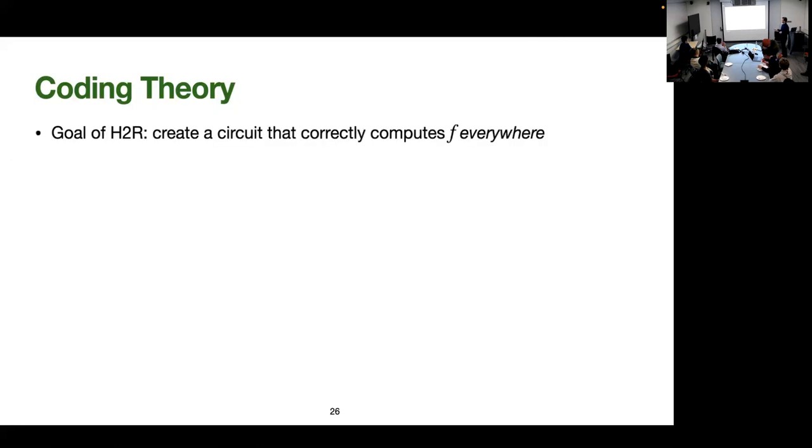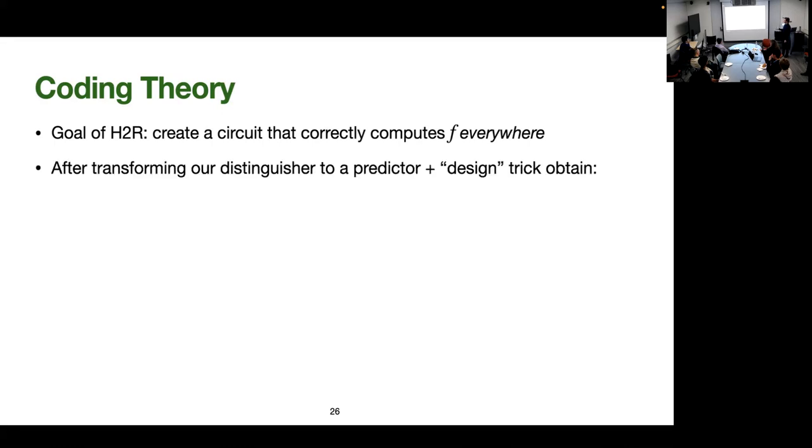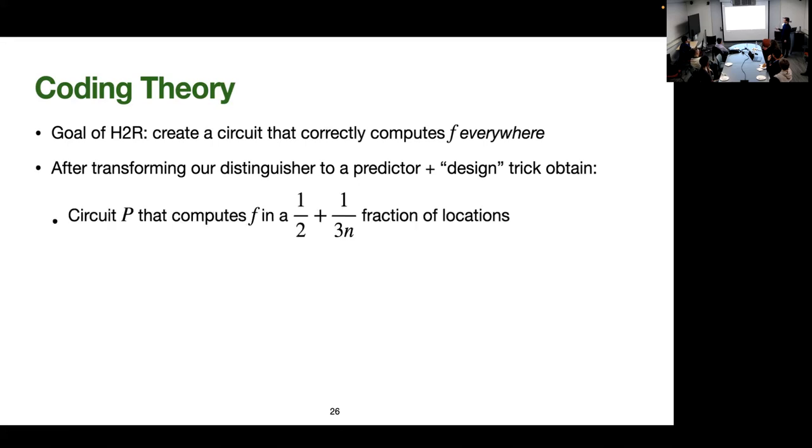Our second main contribution relates to this goal of the hardness to randomness paradigm, to create a circuit that correctly computes this string at all positions. Like, no matter what index, it correctly computes f sub i. So after we transform our distinguisher to a predictor, and then we do some trick using combinatorial designs, we get a circuit that computes f basically slightly better than average. So you can always compute a string in 1/2 of positions by always outputting 0 or always outputting 1. Here, we're doing a little bit better.